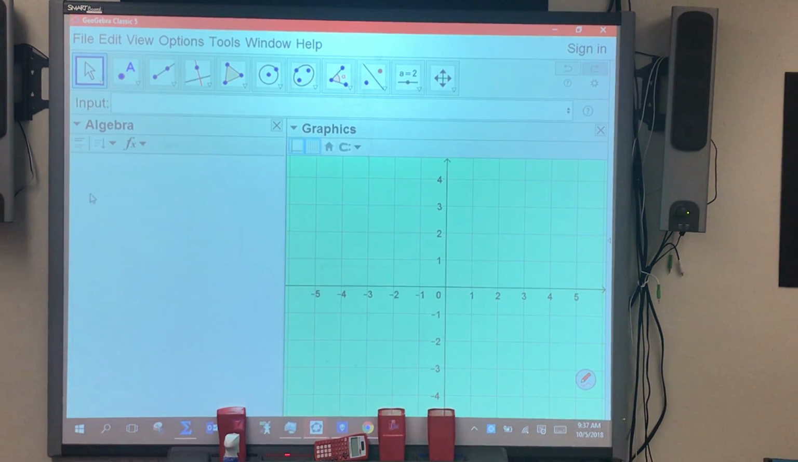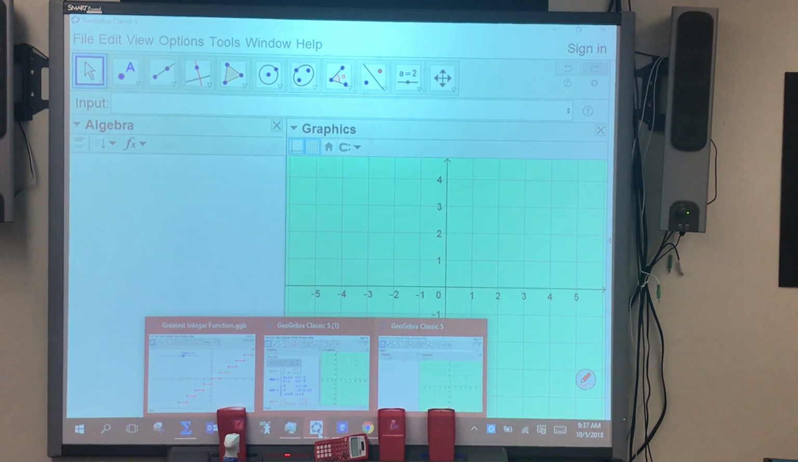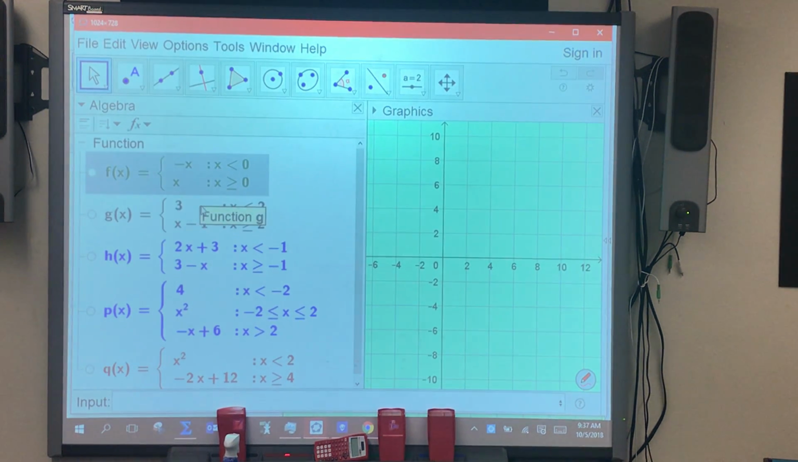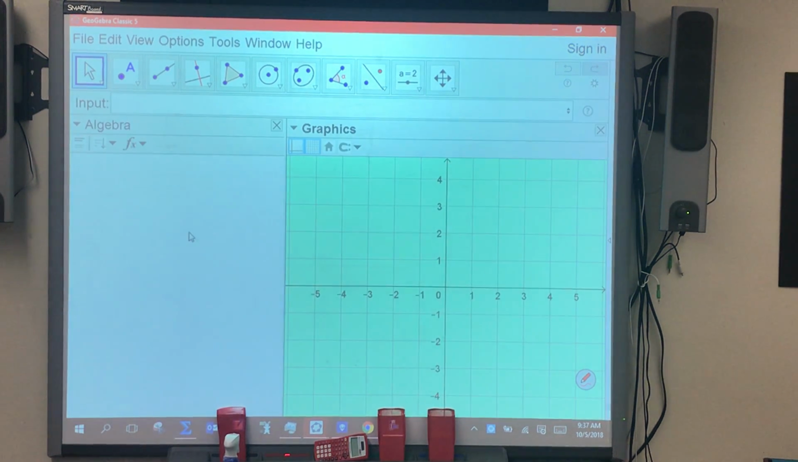That's usually the first one in any piecewise instruction, regardless of who your teacher is. That's probably one of the first ones that you're going to see. All right, so let's do another one. Let's do this one here.